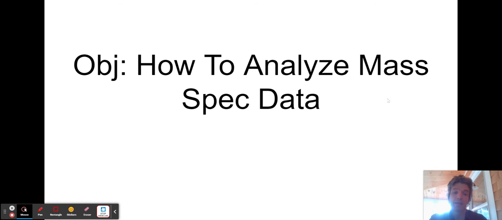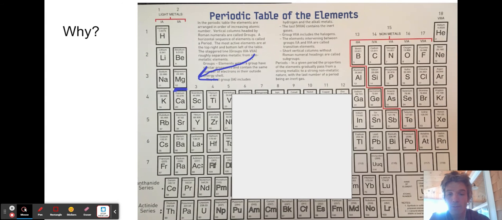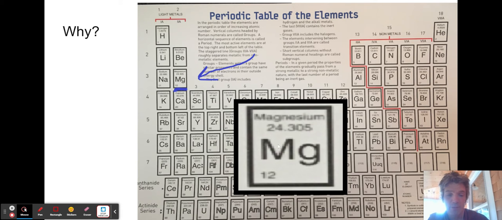Okay, the purpose of this video is for you to analyze mass spec data, particularly elemental mass spec data. First thing to consider is why. Well, this is one way to understand where this 24.305 comes from from a data perspective, and how they take data to turn it into this average atomic mass. That's for the magnesium. That's 24. What's the data that comes up with this number?